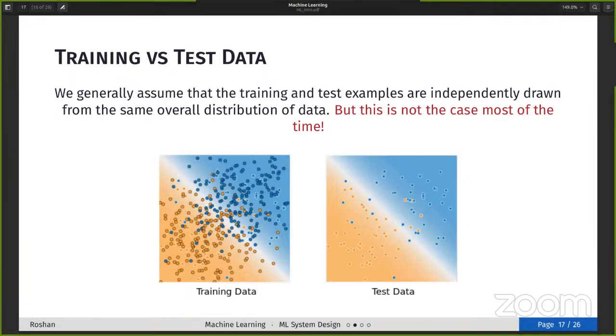This is what data splitting means. You split your existing data set into train and test. Train the model using training data alone, don't use test data, and then evaluate whether the model is good or not based on the test data.